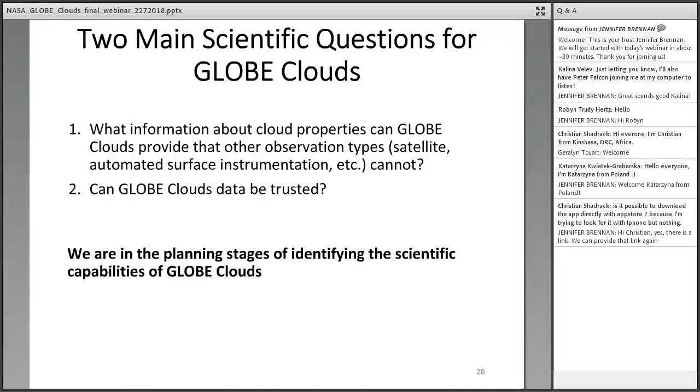So we are currently in the beginning stages of working with the scientific aspect of GLOBE Clouds data. So at the moment, I don't have any awesome results to show you guys, but I can talk a bit about the kinds of topics that we're going to be focusing on.